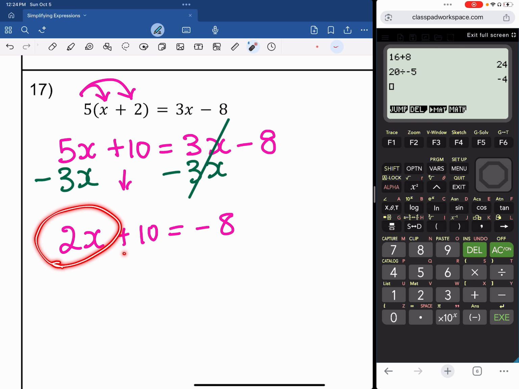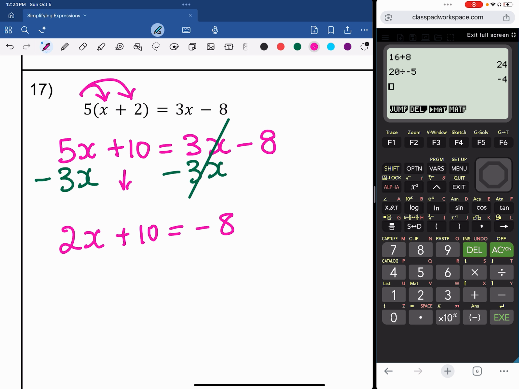So I'm going to need to move this 10 over to the right side. I'm going to do the inverse operation, so I'm going to subtract 10 from both sides. 10 minus 10 is just 0, that's going to cancel out. And we're left with 2x is equal to negative 18. Right? If you double check this in your calculator, I'll just show you over here. If you did -8 minus 10, you'll see that comes out to -18.